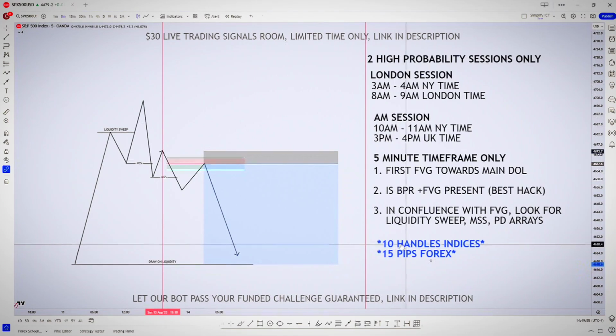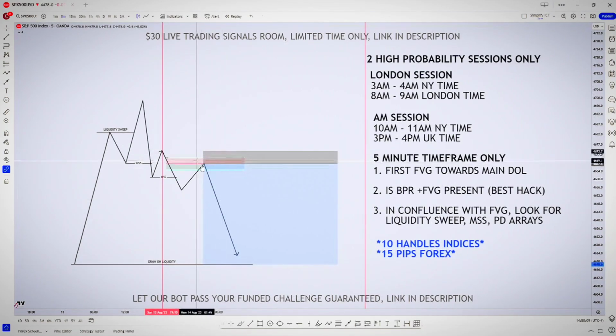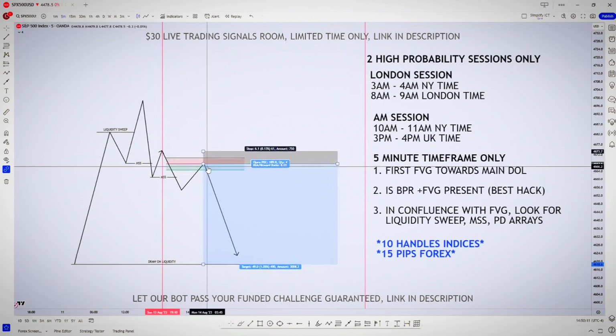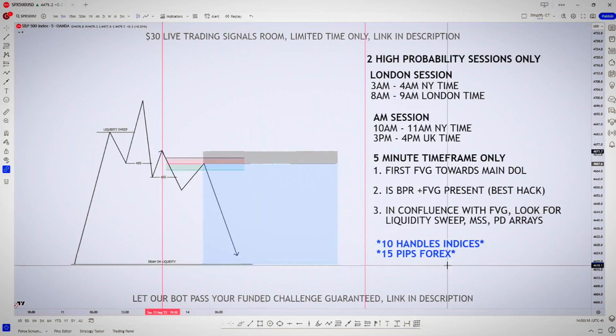Now another key point is that we're going to look for 10 handles for our minimum trade framework for indices and 15 pips for our minimum trade framework on Forex. So when we're looking to take our Silver Bullet trade, we're going to look for at least 10 handles worth of movement in our direction. Okay, so this is basically a key point for taking profits.